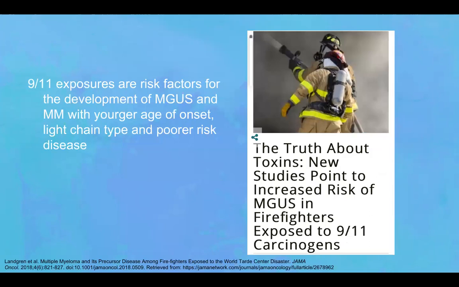And something that I think is important to note is that they made a study in the firefighters that were working on 9/11, and they found that they have more risk factors for the development of MGOS and multiple myeloma. And the patients that have these diseases were having a younger onset of the disease, were presented with the light chain type, and they have a poorer prognosis than the normal population.